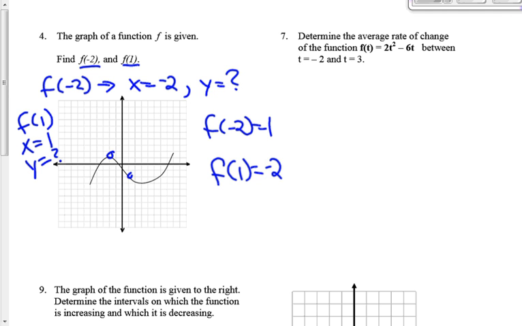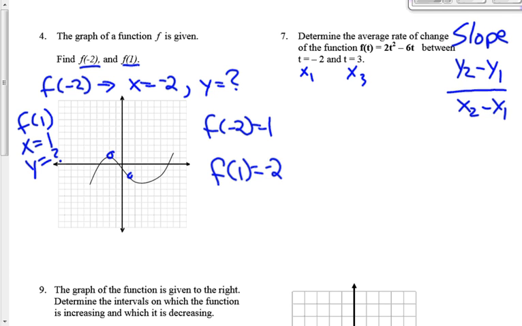For number 7, I have to determine the average rate of change. Well, average rate of change is just like slope. And the slope formula is y2 minus y1 over x2 minus x1. Here I have a function in regards to t, so t is replacing our x. So if t is equal to negative 2, I'm going to say that's x1, and t equal 3 is x2.